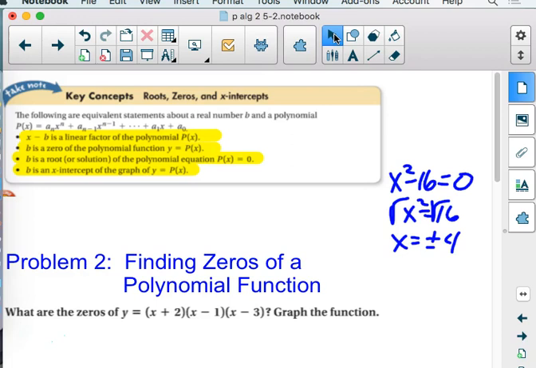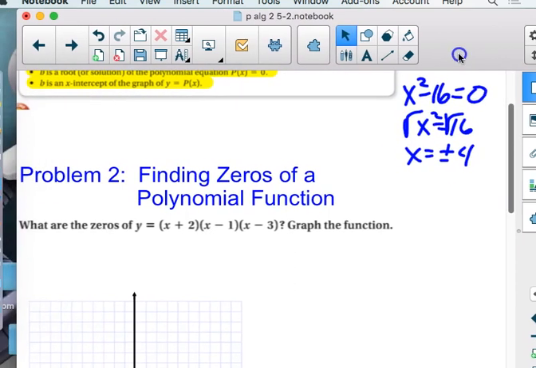If you want to graph it, you go all the way down to the x-intercepts. If you just wanted to know where they are, you'd stop right here at the zeros, the second step. So it's all about what do you want to do with it. This one, we're going to put it all together.